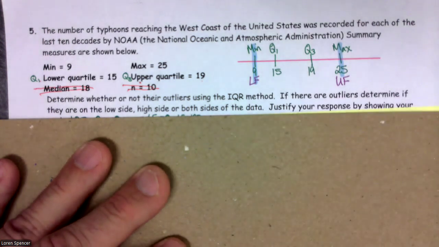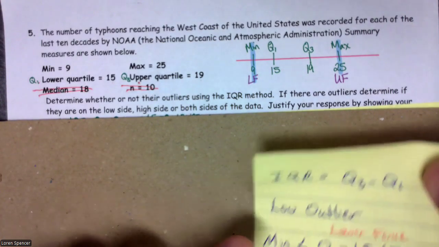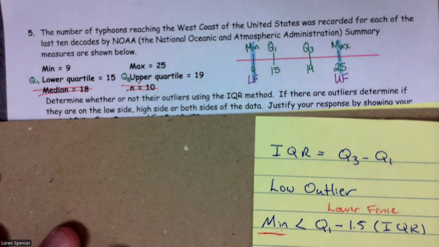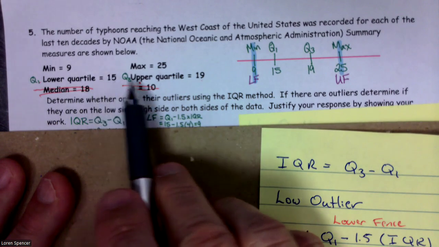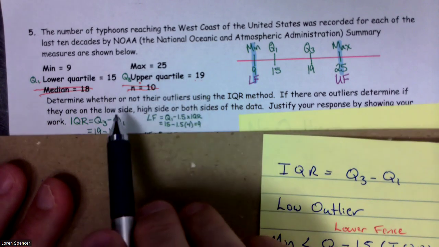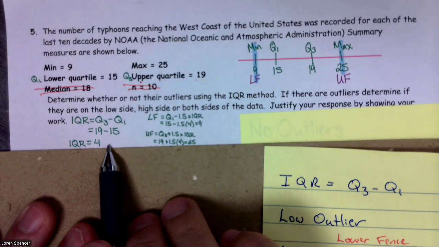So I need to calculate the IQR, which means I'm going to need that IQR formula. And we said the IQR formula is just Q3 minus Q1. So IQR is Q3 minus Q1. We know the upper quartile is 19, so 19 minus 15 gives us an IQR of 4.